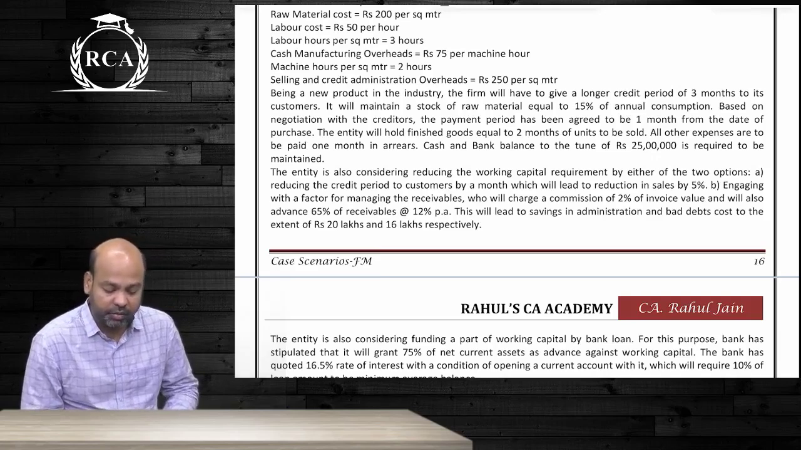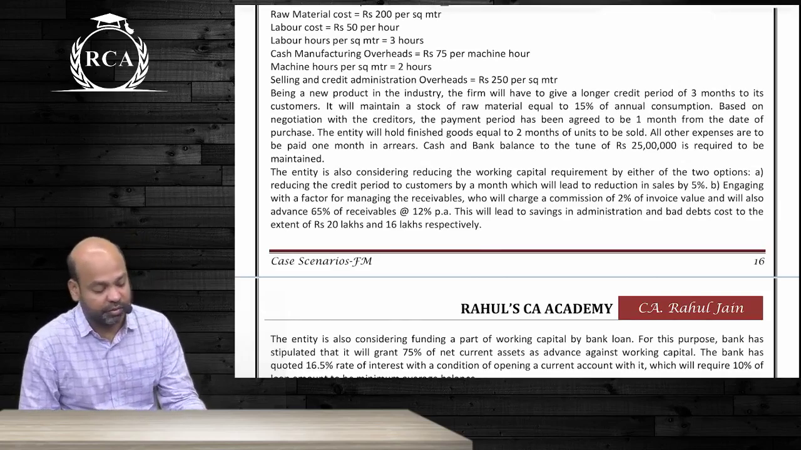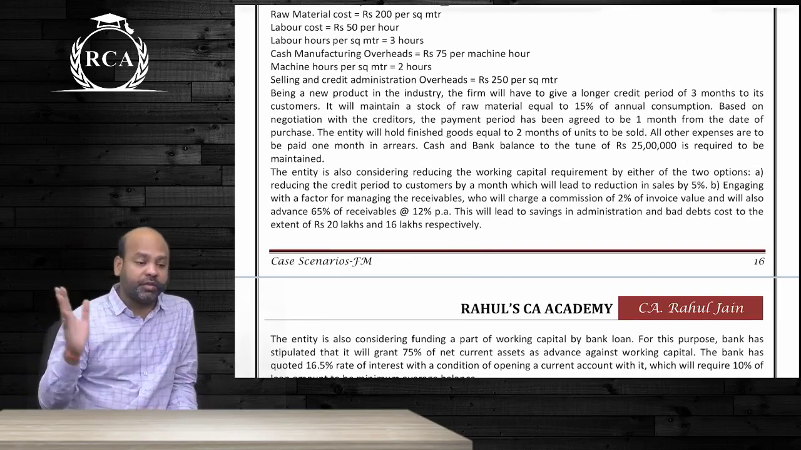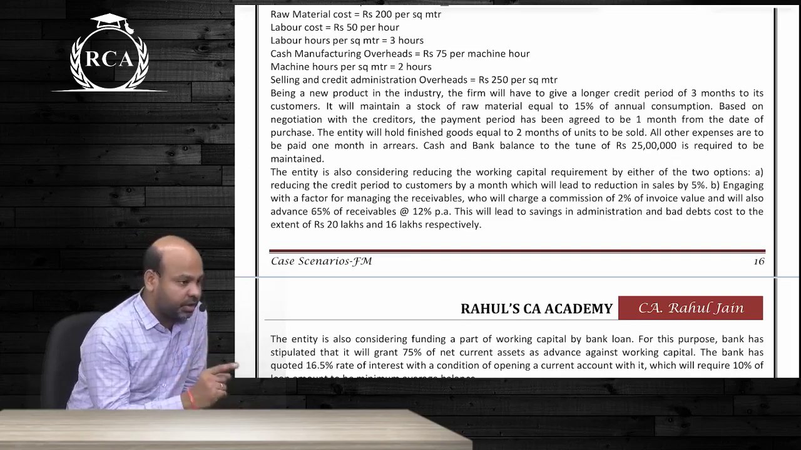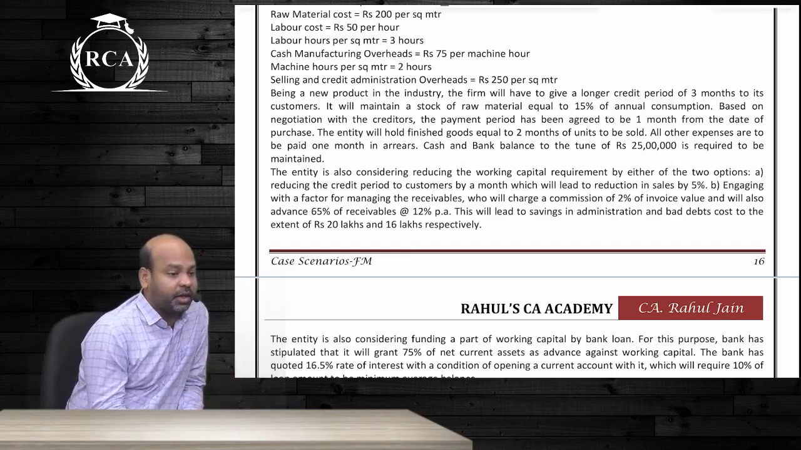Engaging with the factor for managing the receivables, who will charge a commission of 2% of invoice value and will also advance 65% of receivables at 12% per annum. When they mention will advance 65% of receivables, guys, directly 65%. ये question class में किए थे ना अपन. यहाँ पे बेटा commission भी नहीं, कुछ भी नहीं. वहाँ पे at least बेटा he said that he will deduct a reserve of so much, guys, and then commission. उसके बाद में he said he will advance net 80%. यहाँ पे will directly write into 65%.